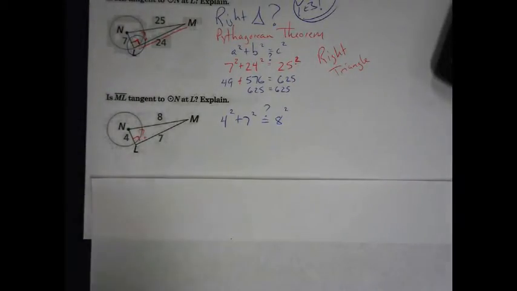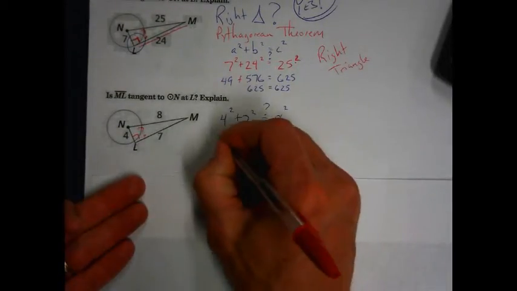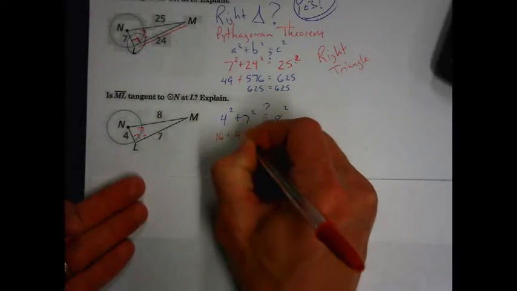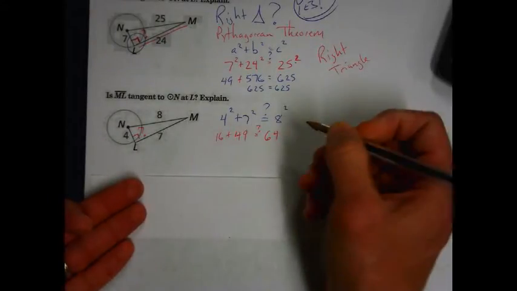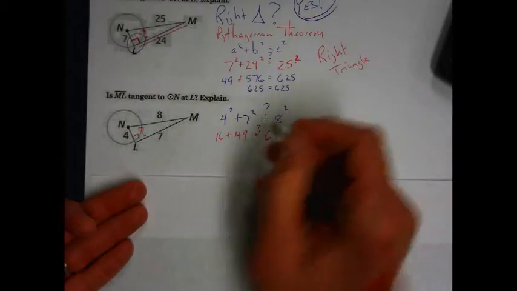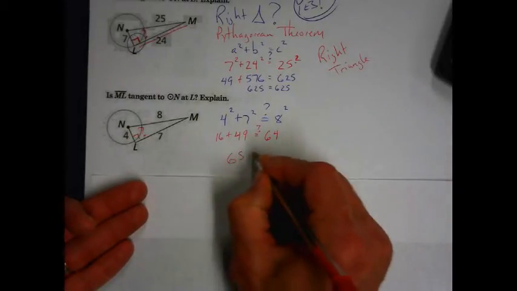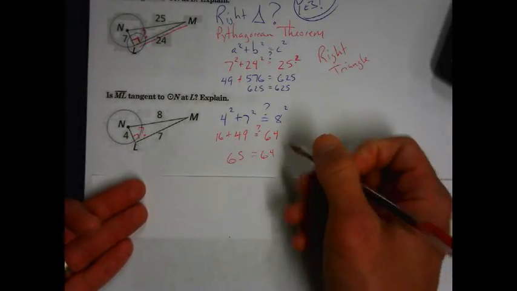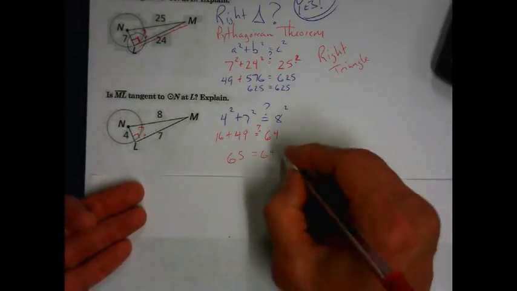So do we know if 16 plus 49 is equal to 64? And the answer, of course, is no, because this is 65, this is 64. It's awfully close, but no, this is not a right triangle.